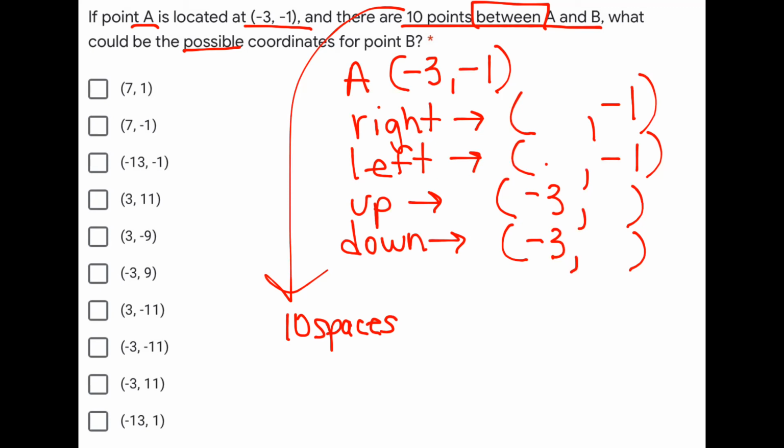If you start at -1 on your vertical number line and you move up 10 spaces, where would you land? Write it there, mark that ordered pair. If you were to start at -1 and move 10 spaces down on the vertical number line, where would you land? Write that number here, mark it off, and that's your 4 different possible coordinates for B.